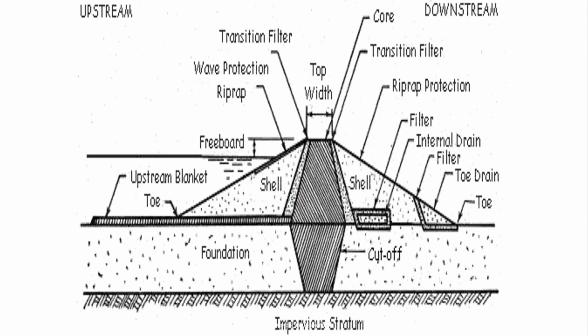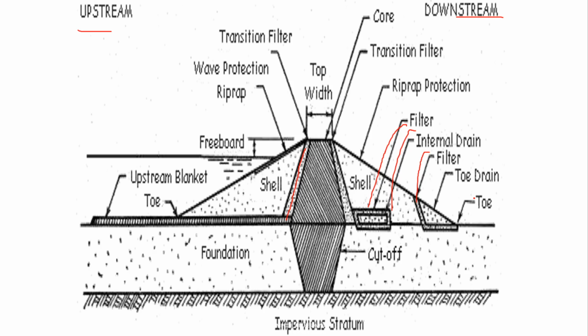Okay. Next, here you can see impervious stratum. We can see the foundation. Here we have a cutoff. This part we can say is the shell. Top width, and I have already covered all this. No need of saying this side is upstream and this side is downstream. For each layer he has provided: here we have riprap, filter materials, internal drainage. Again filter material is there, and the toe drain is here. The toe drain is nothing but drainage at the bottom. Freeboard is also here, and riprap.